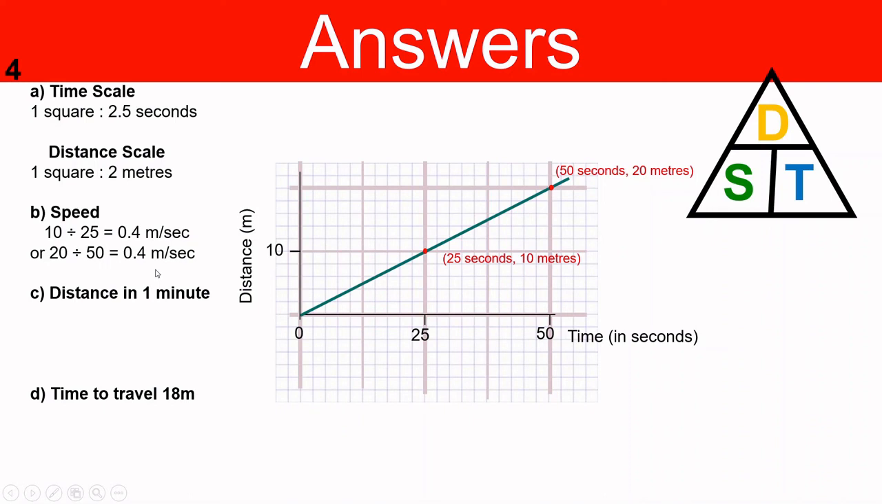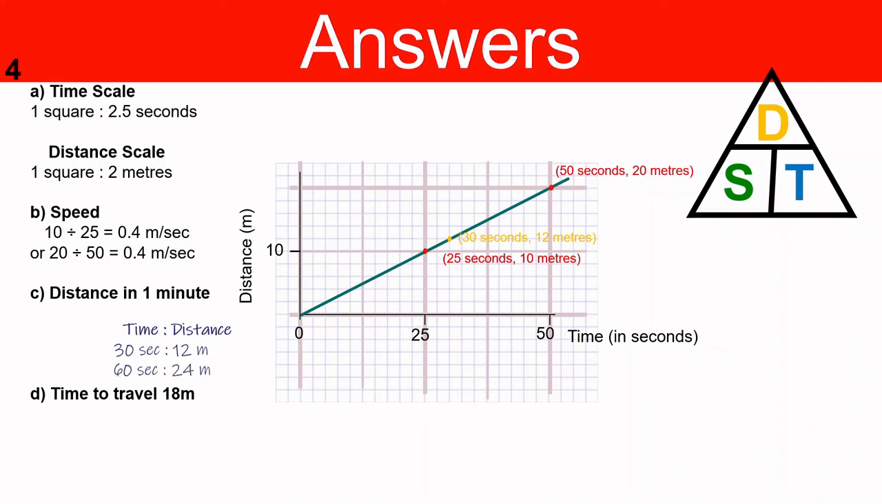The distance I could travel in a minute is off my scale, but using values that I've got, I could see that 30 seconds would be 12 meters. 1 minute is simply 60 seconds. That's twice 30 seconds. So the distance I could travel would be twice 12. 12 times 2 is 24.